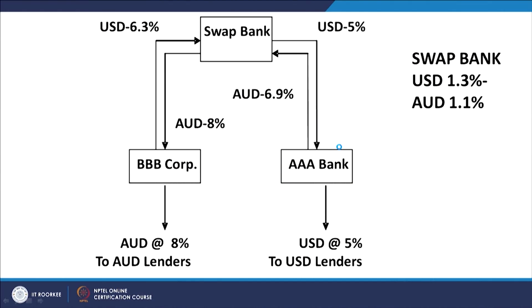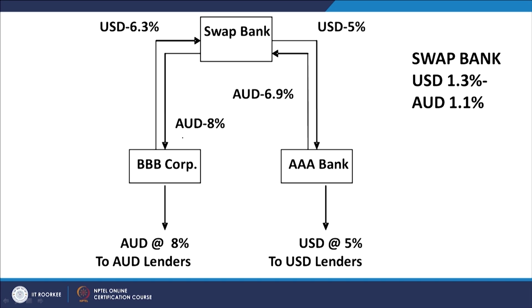The details of the swap are given in this. If you look at this, the BBB corporation is borrowing Australian dollars at 8% and AA bank is borrowing US dollars at 5%. So, BBB has borrowed Australian dollars and it is receiving Australian dollars at 8% from the swap bank. So, in effect the exposure of BBB to Australian dollars is nil. Whatever it is receiving from the swap bank, it is passing over to the Australian dollar lenders. So, in terms of the Australian dollar borrowings, BBB is not affected.